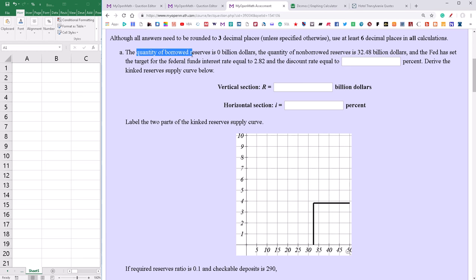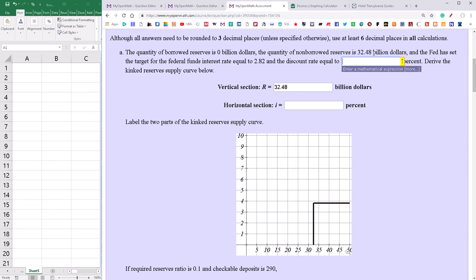And since borrowed reserves is 0, borrowed meaning borrowed from the Federal Reserve, and the quantity of non-borrowed reserves is 32.48, the total quantity of reserves in the banking system currently is just $32.48 billion. Now, the Fed has set the target for the federal funds rate equal to 2.82.